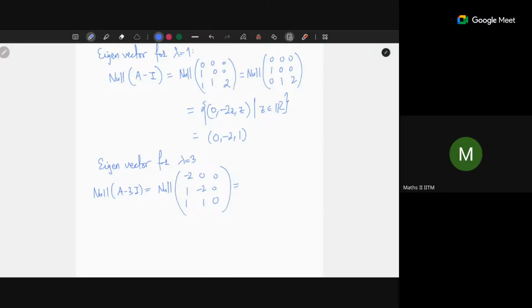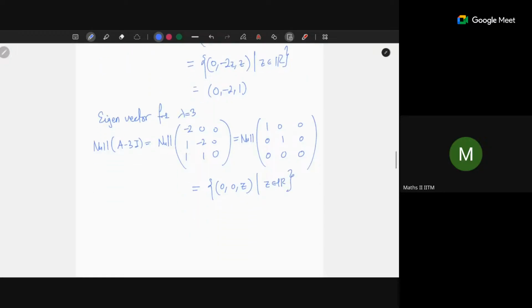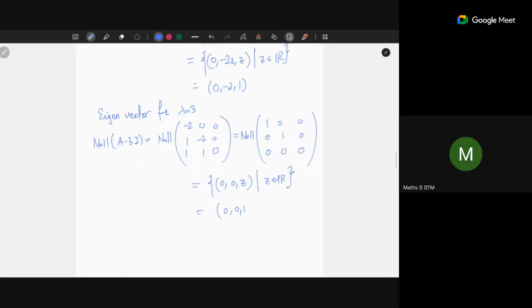Okay, so I need to perform some row operations in order to convert it into the echelon form. So let's keep this to be minus 2, and then minus 1 or 1, let's say, and then we will subtract it from the second row. So we'll get 0, minus 2. So let's make it 1, and then 0, and then 0, and then 0. So it will be just z. So it is 0, 0, z. Z is in R. That means the basis would be 0, 0, 1. Okay, this is the basis.